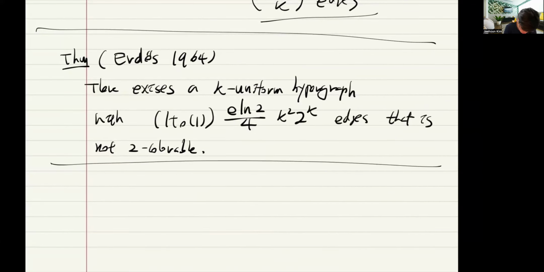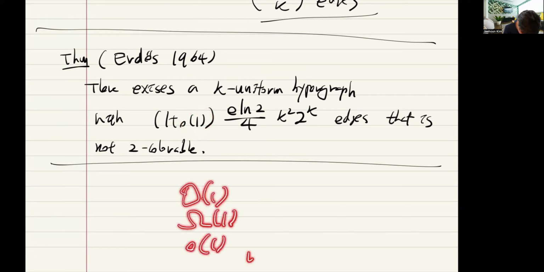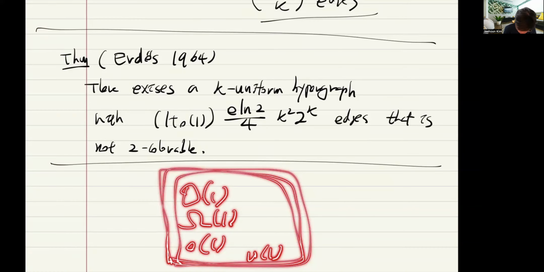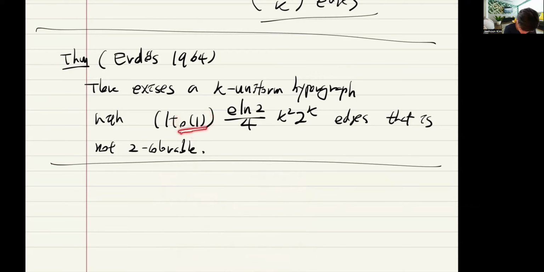So again, we use this little-o notation. We have big O notation, big omega notation, little-o notation, little omega notation. You can look it up on Wikipedia to see what it means. Here it means that this is a function which goes to 0 as k goes to infinity.